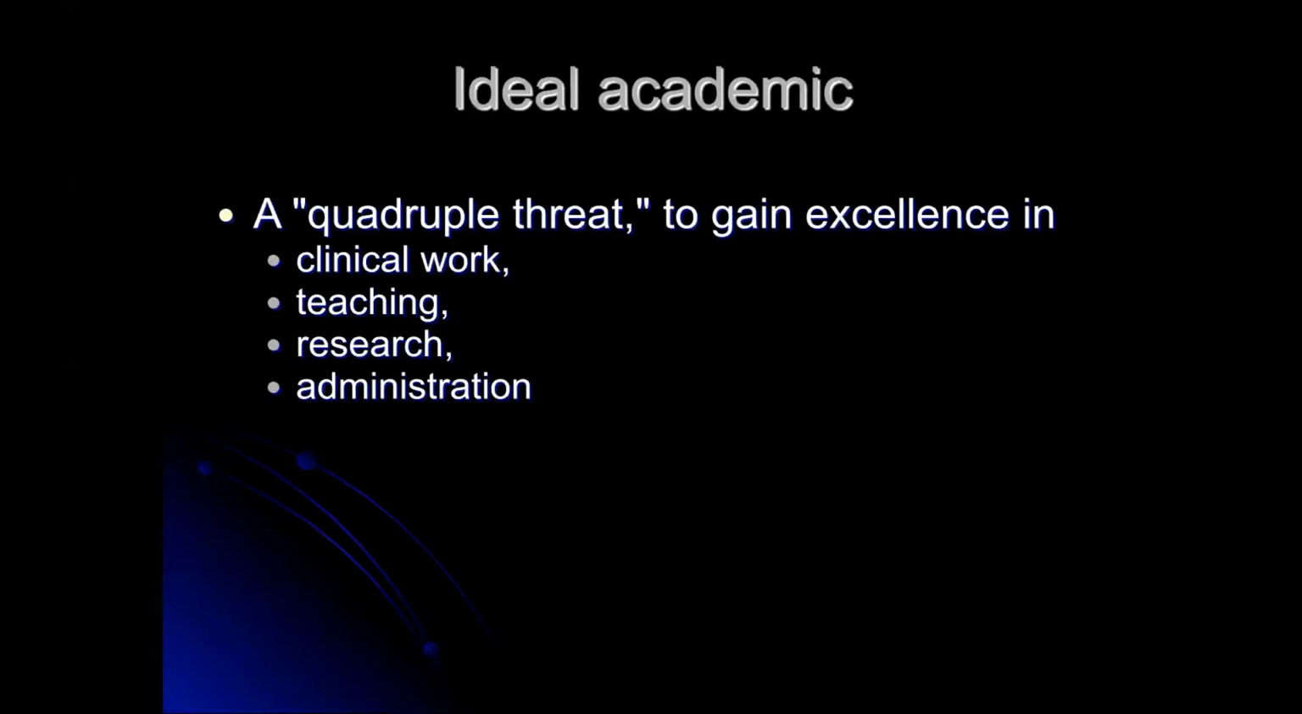So an ideal academic physician is someone who gains excellence in clinical work, teaching, research, and administration. Because without the administrative know-how, the whole work will not be coming together. Someone can be a good clinician, a good researcher, but if they cannot manage their financial resources for their lab, then they will lose it all. So this all comes together, and the combination in good proportion will yield a good academic physician.